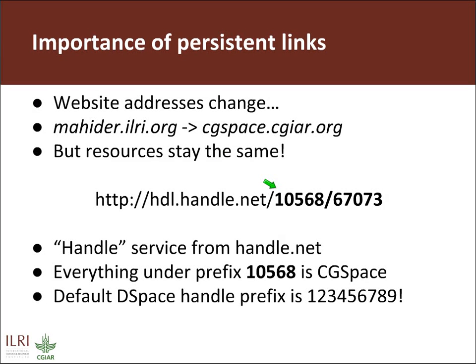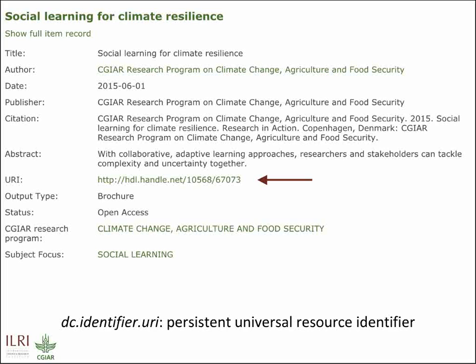are lost. And it's important to note that the default prefix is 123456789. So once you start getting serious, you need to actually register for a handle prefix and set that up properly. And here you can see an example. This item is listing its dc.identifier.uri, and it lists the handle there.